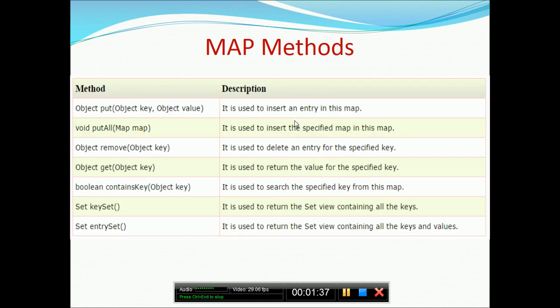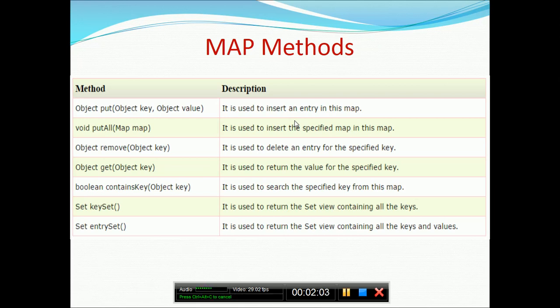Come to some of the methods. Put. The put method is used to insert any entry in this map. The parameters would be the key and the value. Here you can notice the key is of type object. It could be any object. Now putAll is used to insert the specified map in this map. Suppose you have an existing map and you want to add it into a new map, this putAll method could be useful.